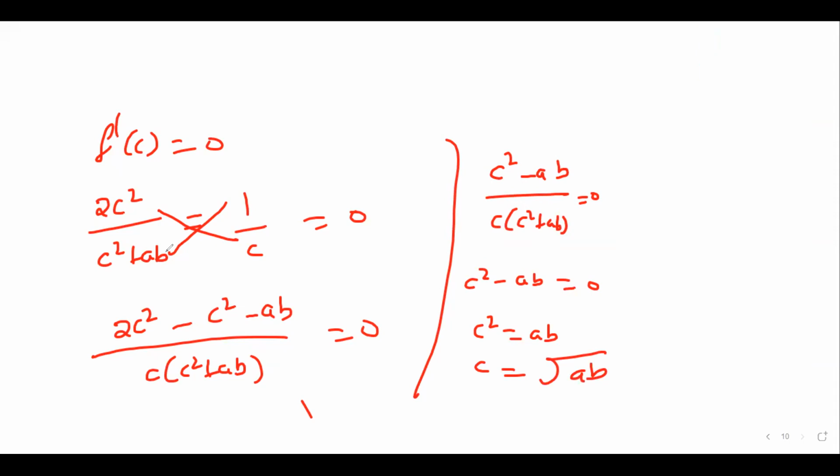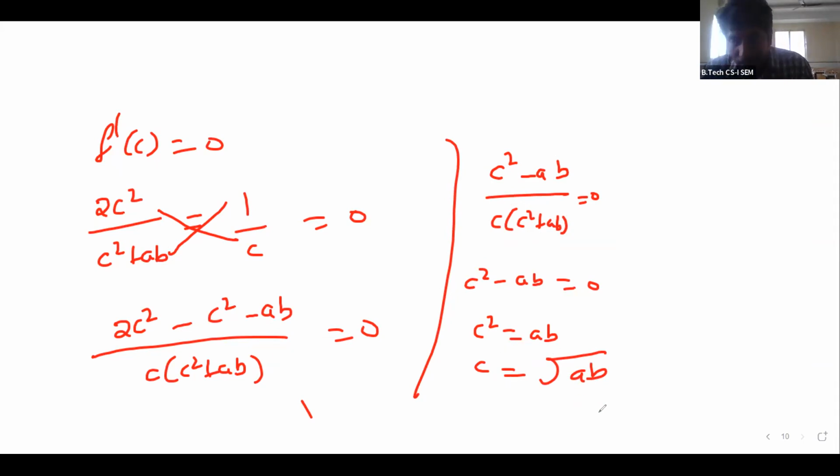Did you understand the step? Look once. f dash c is equal to 0. We have taken LCM. c square minus ab by c into c square plus ab is equal to 0. Again, c square minus ab is equal to 0, c square is equal to ab, c is equal to root ab. Understood? Copy it fast.